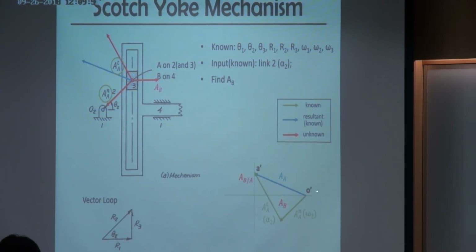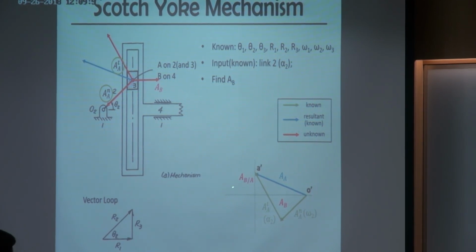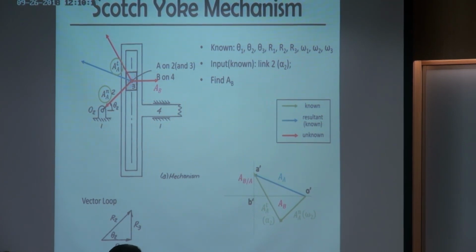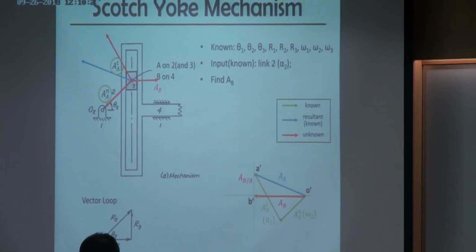And this AB must be passing the origin, point O. This ABA must be passing the point A. So we obtain a line for ABA and a line for AB. The intersection is going to be point B in this acceleration diagram. So simply connect O to this B, and you can get the acceleration of point B.